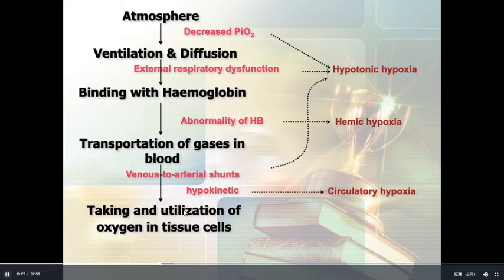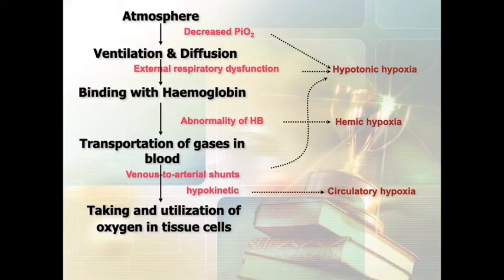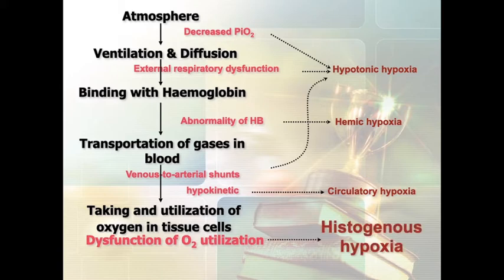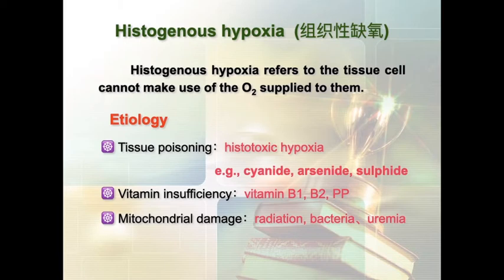Hypoxia. Anyone still remember the name of it? It can be two names. It's dysfunction of oxygen utilization, so we call it histogenous hypoxia, something wrong with the tissue or cells themselves. So it's a histological problem. Histogenous hypoxia refers to the tissue cells cannot make use of the oxygen supplied to them already.